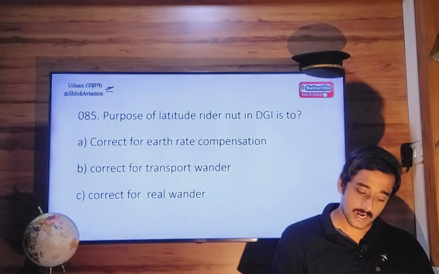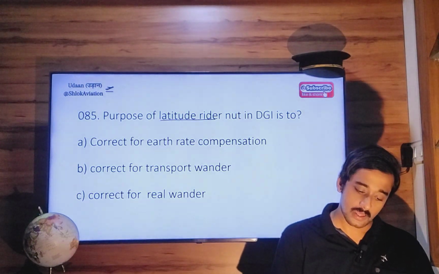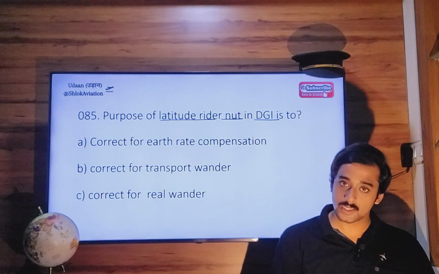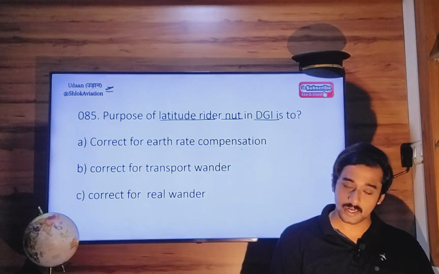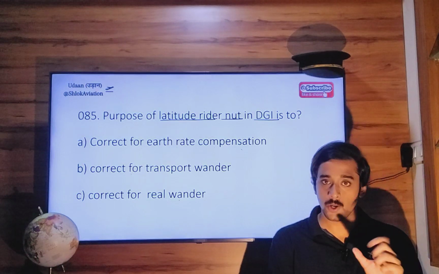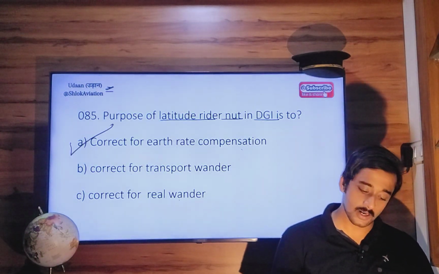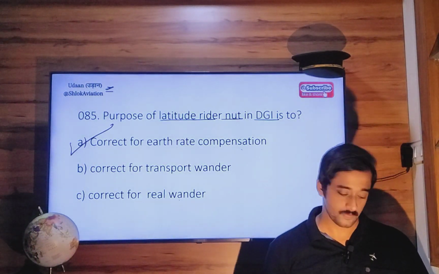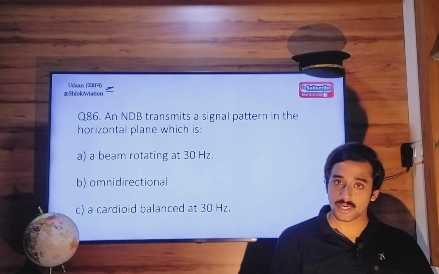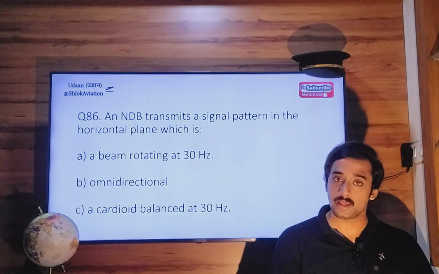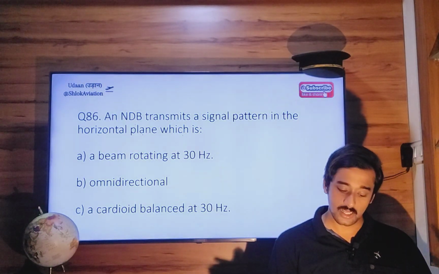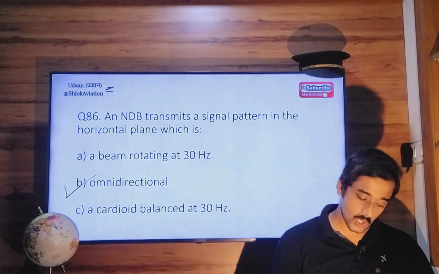Purpose of latitude nut in DGI is to what? Correct earth rate compensation, correct transport wander, correct real wander. So the latitude nut given in the directional gyro indicator is to correct for earth rate compensation error. 86. NDB transmits a signal pattern in the horizontal plane which is a beam rotating 30 Hz, omnidirectional, cardioid. So the correct answer is option Bravo.